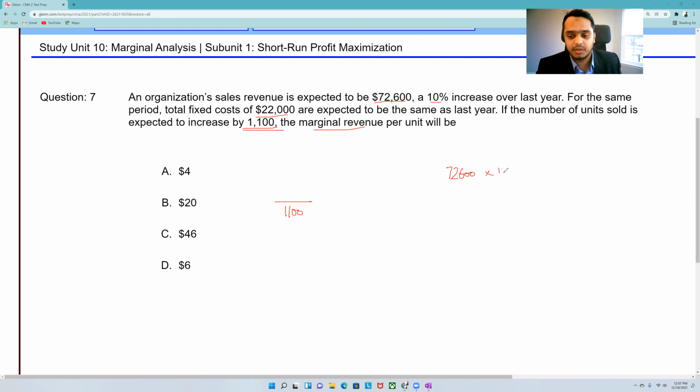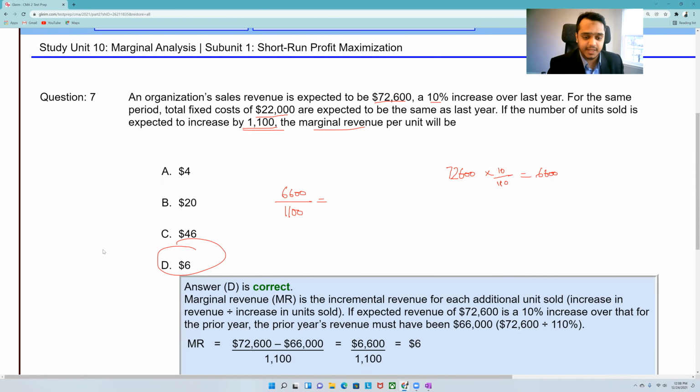72,600 multiplied by 10 divided by 110, which equals how much? This will give us the 10%. 72,600 into 10 divided by 110 is 6,600. So 6,600 divided by 1,100 equals how much? I guess it is 6 only. Yeah, it is 6. So let us just see if that's the answer. Yes, it is the answer. Now moving towards the next question.